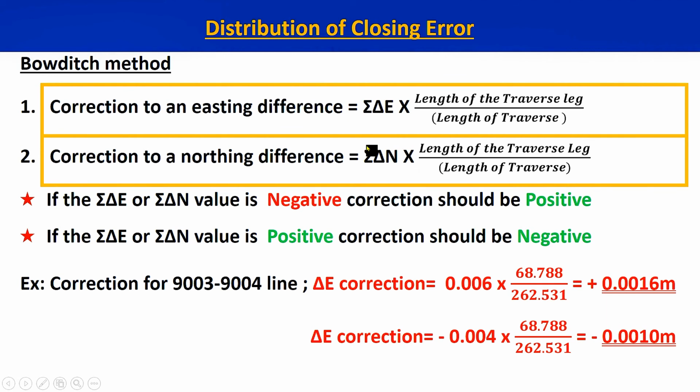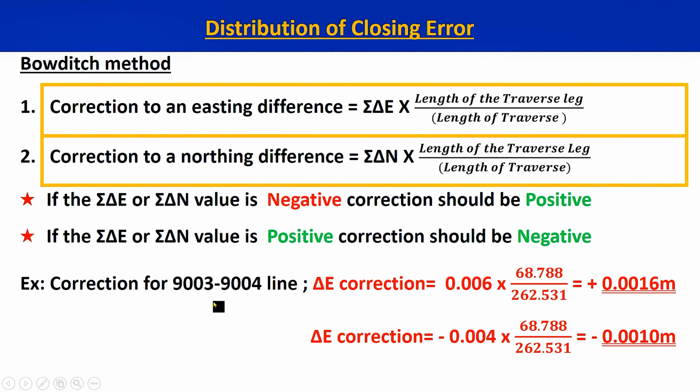Similarly, the correction to the northern difference is the total correction multiplied by the length of that particular traverse leg divided by the length of the total traverse. So if the delta E or delta N value is negative, the correction should be positive. If the delta E or delta N value is positive, the correction should be negative, as we discussed earlier.